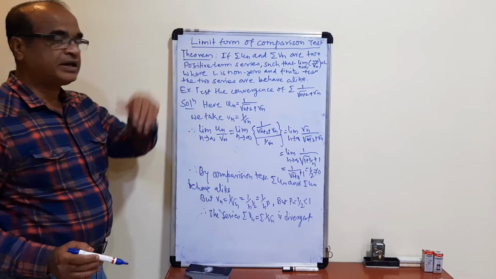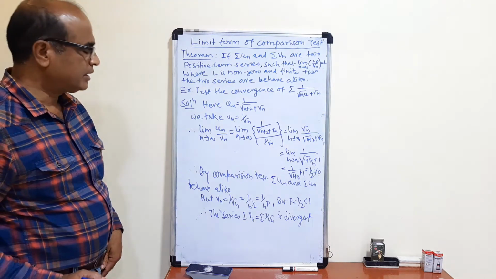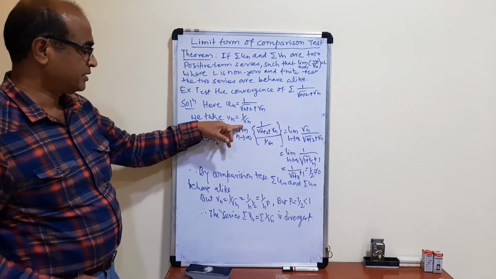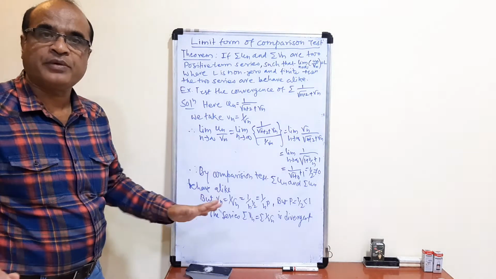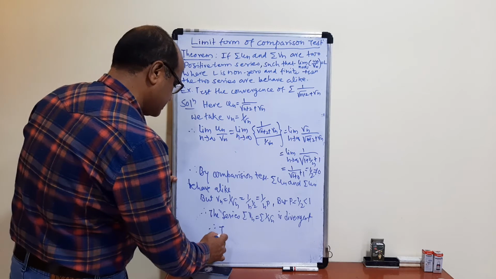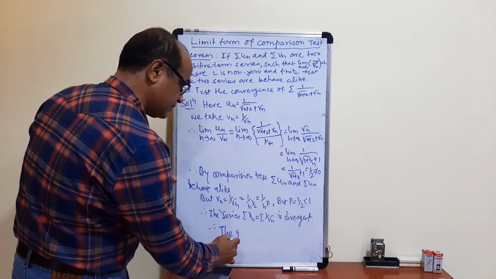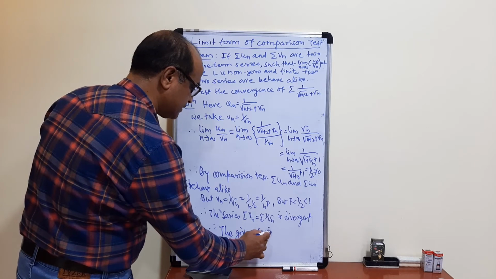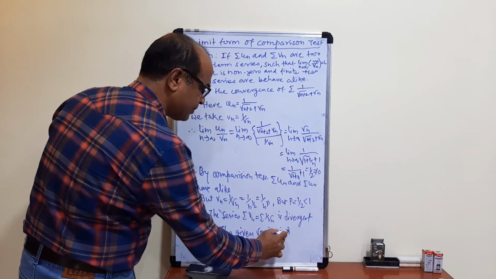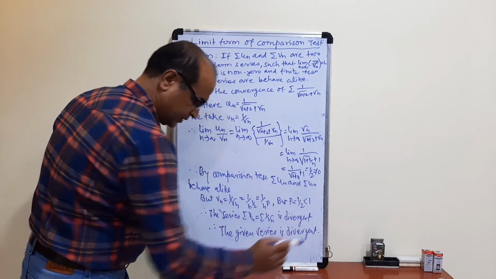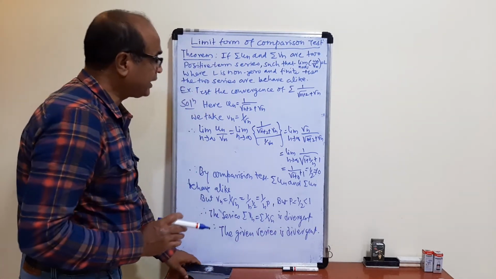Then by the limit form of the comparison test, if this series is divergent, then this series is also divergent, because the two series behave alike. Therefore, the given series is divergent. Very simple example. Divergent, okay? So we take another example.